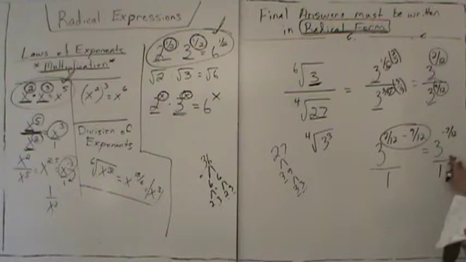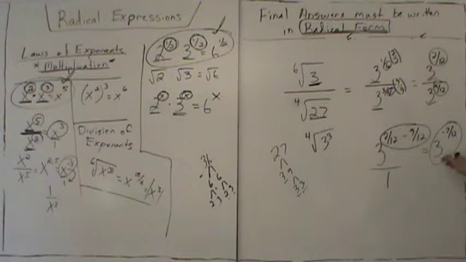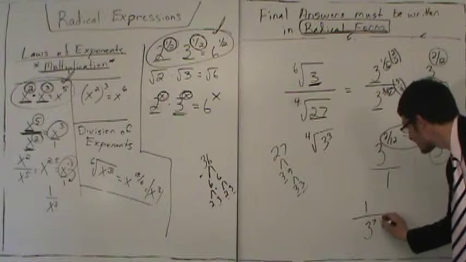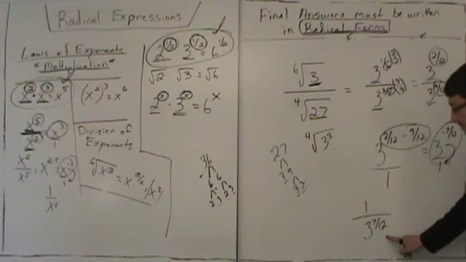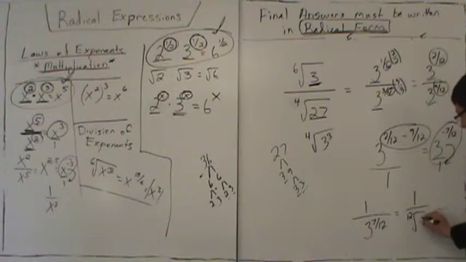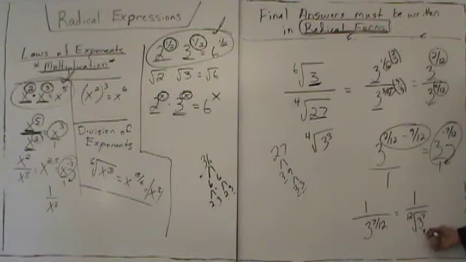So we have 3 to the negative 7/12 in the numerator, and remember, we have to get rid of negative exponents. We cannot have negative exponents in the final answer, so this becomes 1 over 3 to the 7/12. We move the 3 to the negative 7/12 to the bottom. The exponent becomes positive. Now rewrite this in radical form. This is 1 over the 12th root of 3 to the 7th. Notice we have a radical in the denominator. We have to get the radical out.